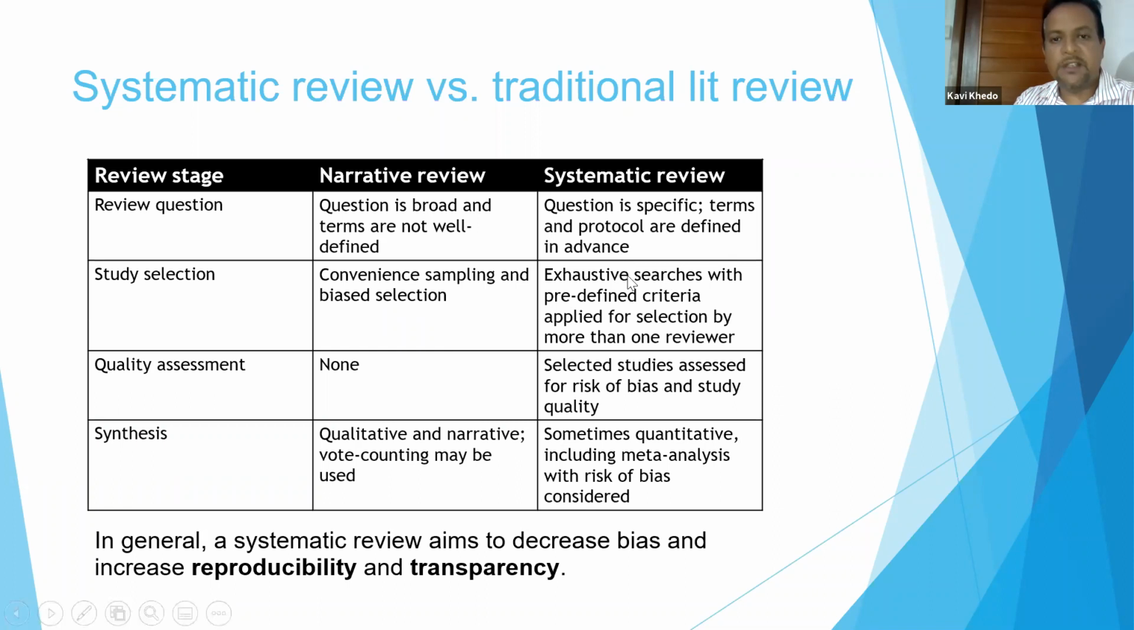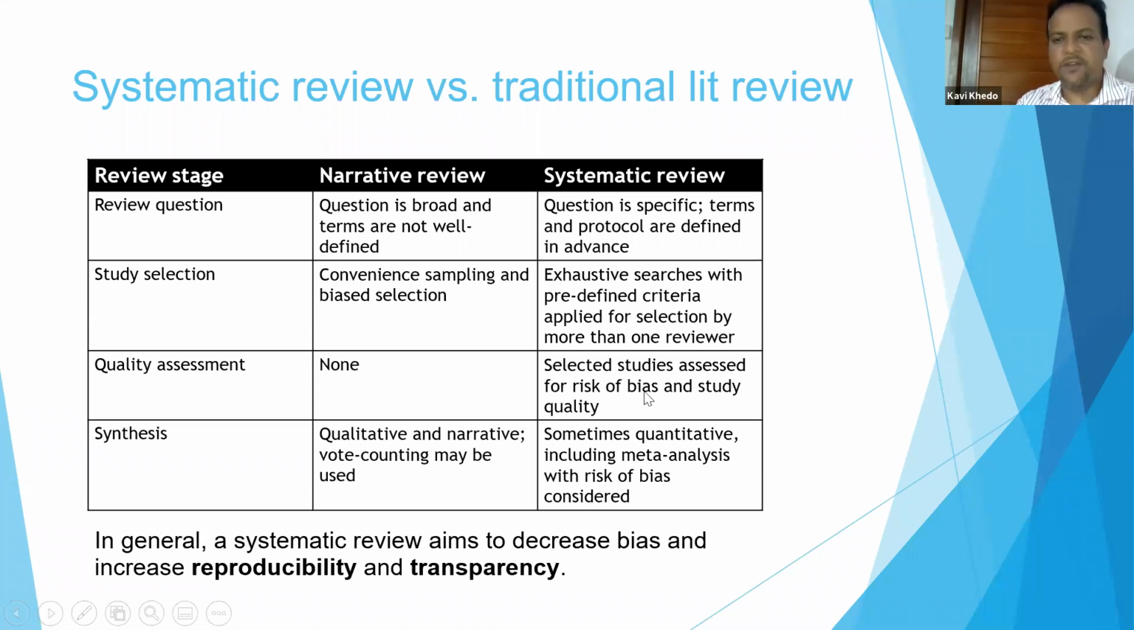Whereas in a systematic review, the searches are exhaustive, so they should be comprehensive and complete, with predefined criteria applied for selection by more than one reviewer. You will notice that a systematic literature review normally cannot be done by only one person, because the protocol itself very often says that the reviewer's judgment needs to be cross-checked with another person. I will comment on it as we proceed. There is something called quality assessment. We are going to discuss it when we discuss the different steps.